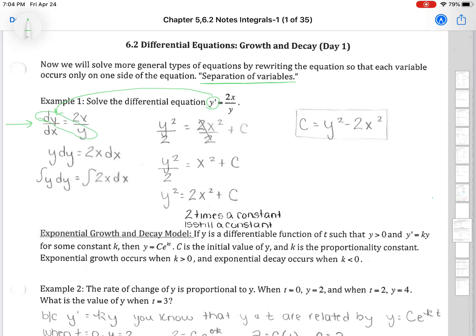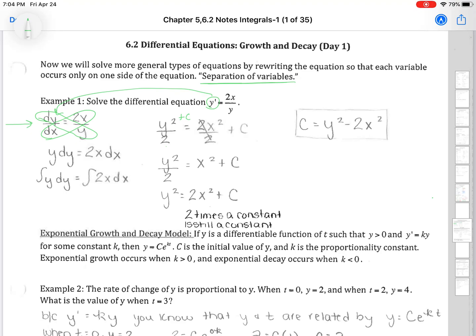Then we are separating variables, which means we want to get like variables together. If you look at what we came up with here, we have a proportion. Well, the cross products are similar, so we're going to do our cross multiplication. That means I have the y with the dy and the 2x with the dx. That's what we want: x's on one side, y's on the other side. Then after you do that, you integrate both sides separately.